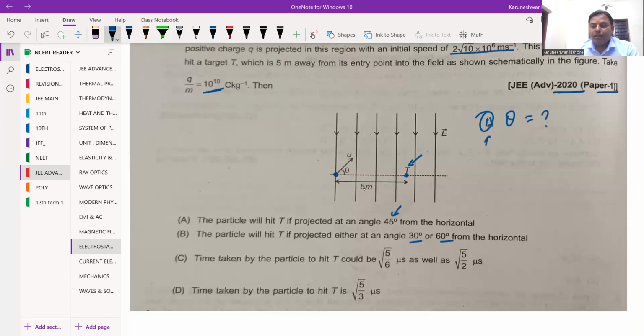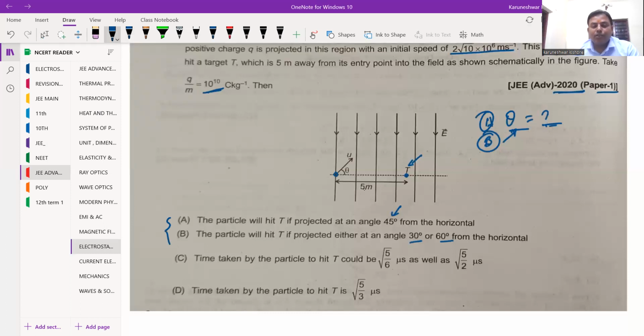So from options A and B, we have to think about what theta value will make it hit the target which is 5 meter away from the point of projection, and find out what value of theta it will be. So our first job is to find theta from the two options.